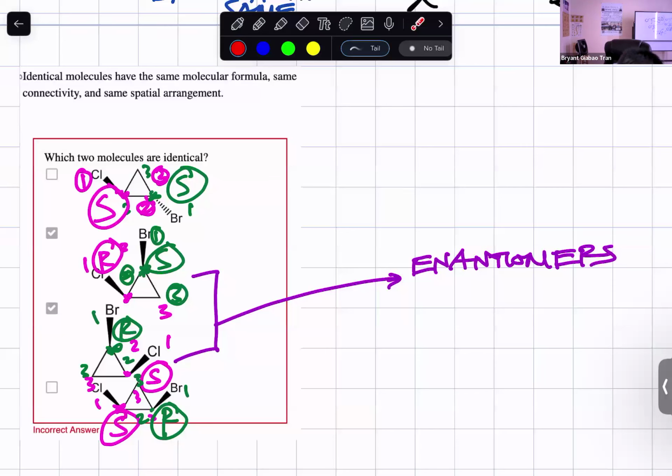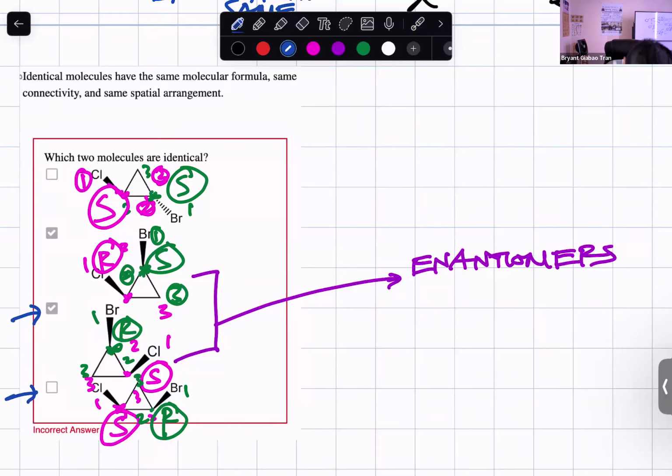Okay, try. Hold on, if I rotate it this way, it's going to flip it that way. No, that's different. This is also different. Same connectivity, boom, boom. Everything is 2 apart. R, S, R, S. Okay, so the identical ones would be this third one and the fourth one right here, right?